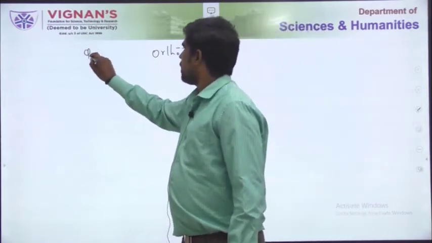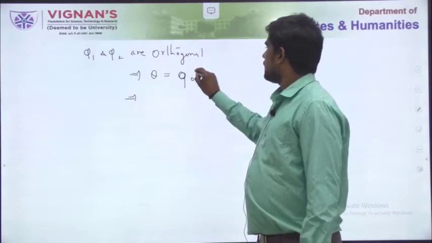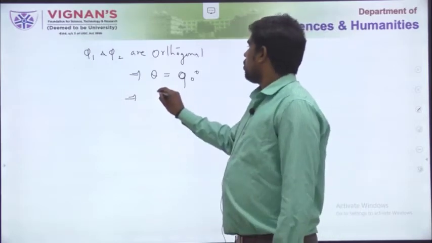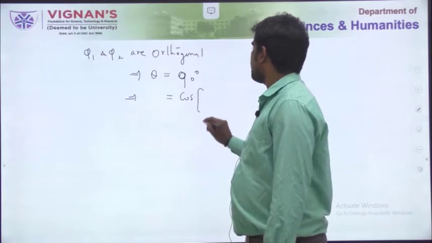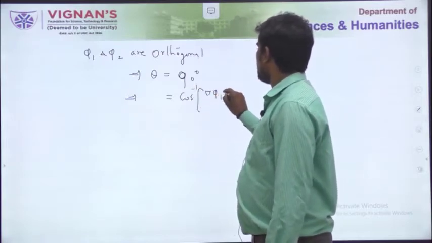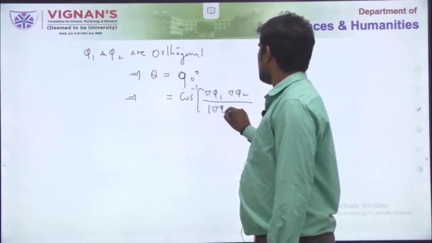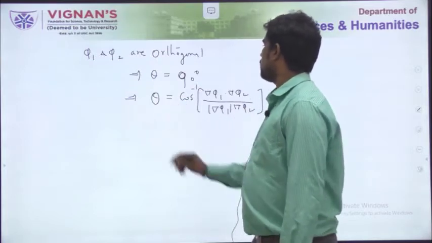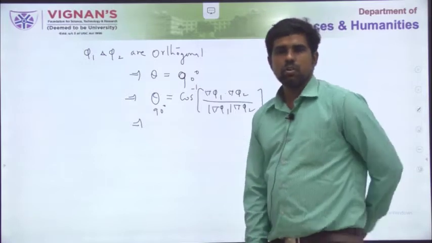Two surfaces pi 1 and pi 2 are orthogonal, which means 90 degree. So theta value is equal to 90 degree means cos inverse of del phi 1 dot del phi 2 divided by modulus del phi 1 into modulus del phi 2 value is equal to theta, that is 90 degree, right? So 90 degree is equal to this one.